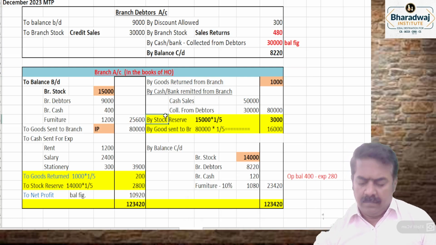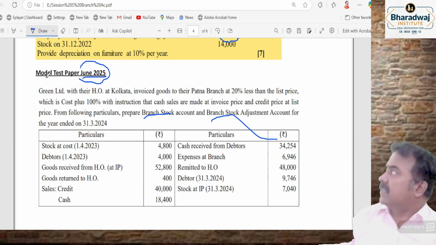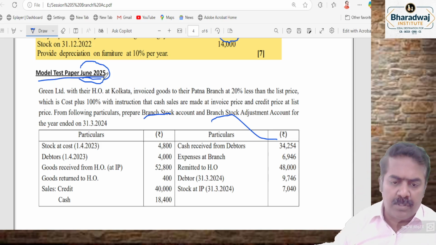Copying this. Please try this model test paper June 2025.